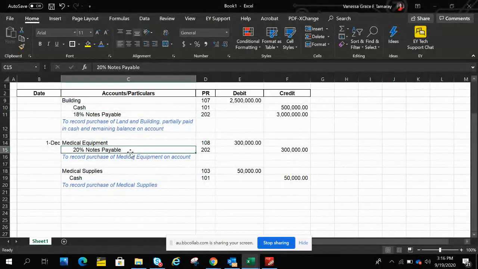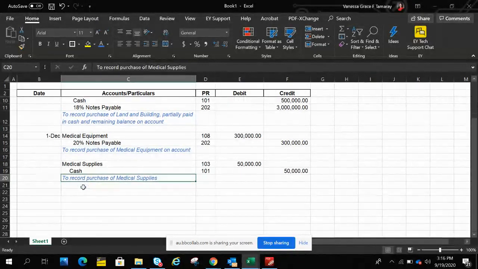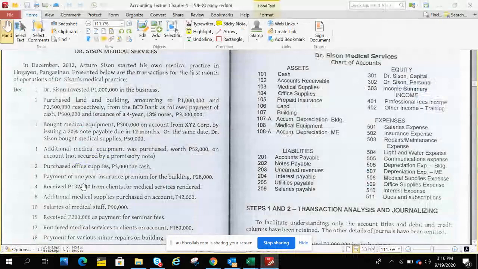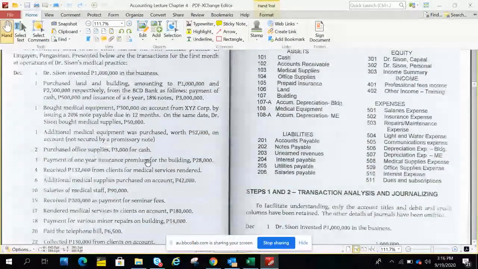Dito naman, gusto nyo notes payable, 20% sa dulo. So, depende na yan sa inyo. Okay, thank you, George. Next, let's go to here.